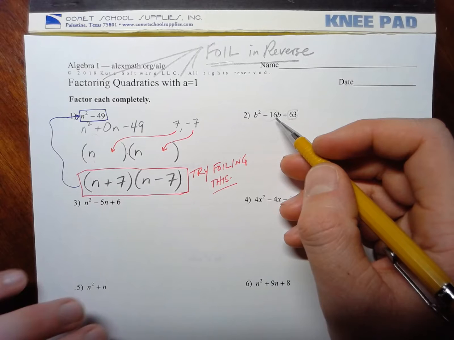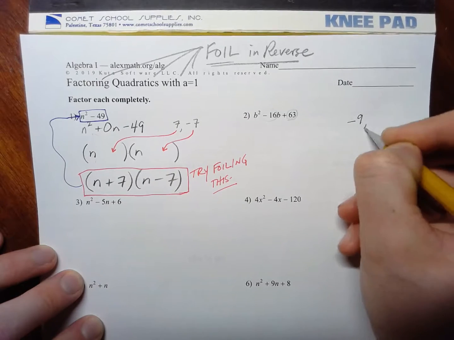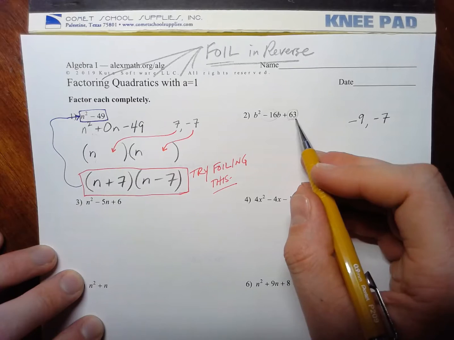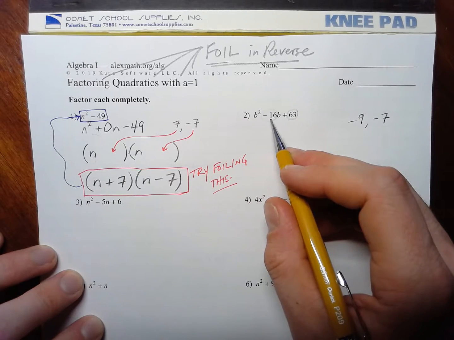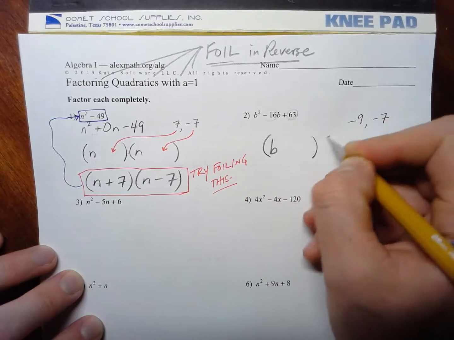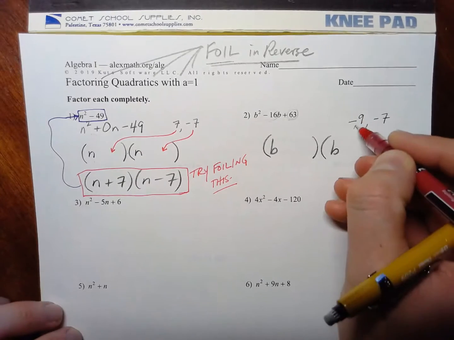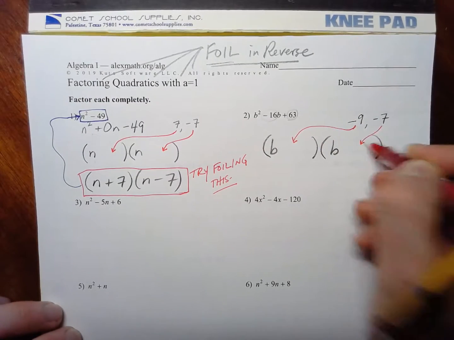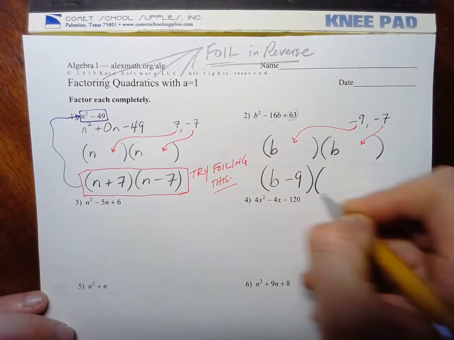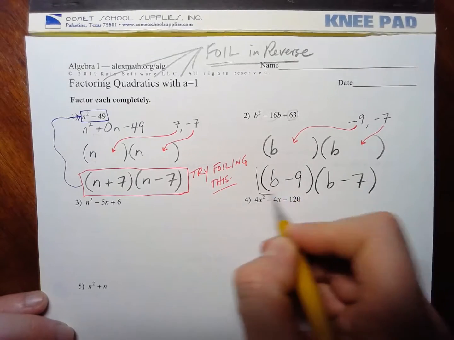So be flexible with your negatives, okay? What we notice here is that if we have negative 9 and negative 7, multiplying them gives you 63, adding them gives you negative 16, okay? And so again, we're just going to set up our two binomials, and one of these numbers is going to come in here, and one of these numbers is going to come in here. So we're going to have b minus 9 times b minus 7, okay? And that's it. That's what we're doing here.